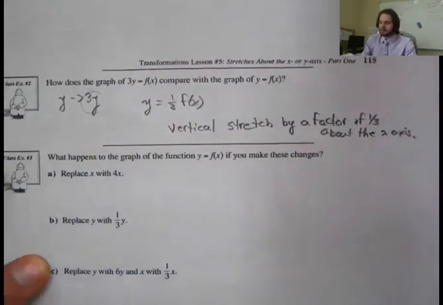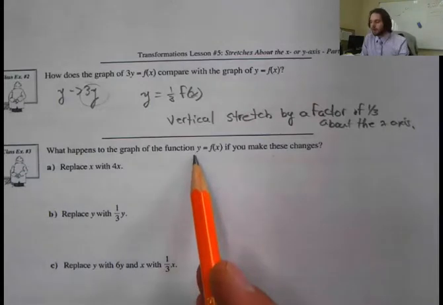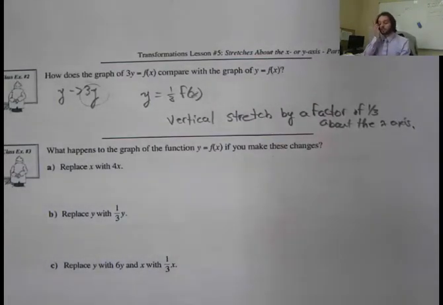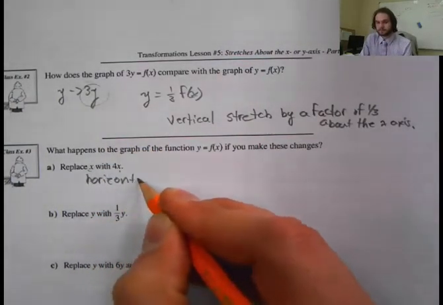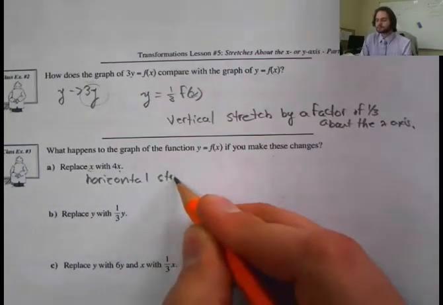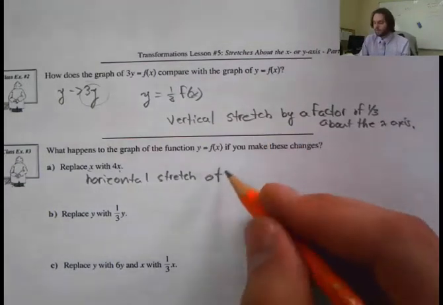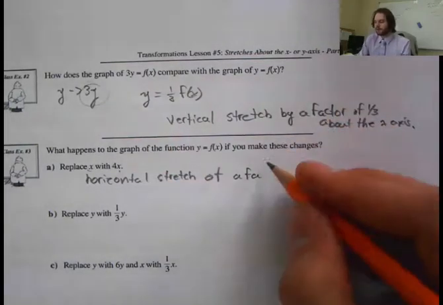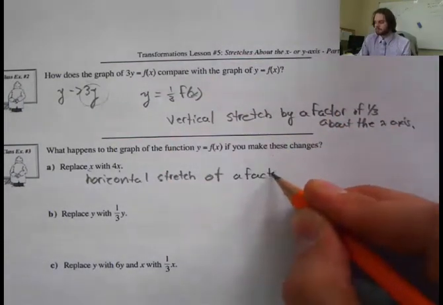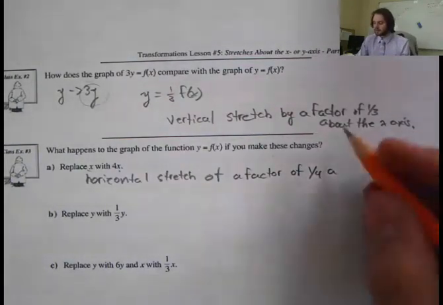Okay, that's it. Now the second one here says, what happens to the graph of the function y is equal to f of x if you make the following changes? We replace x with 4x. Well, this one is going to be a horizontal stretch of a factor of 1 over 4 about the y-axis.